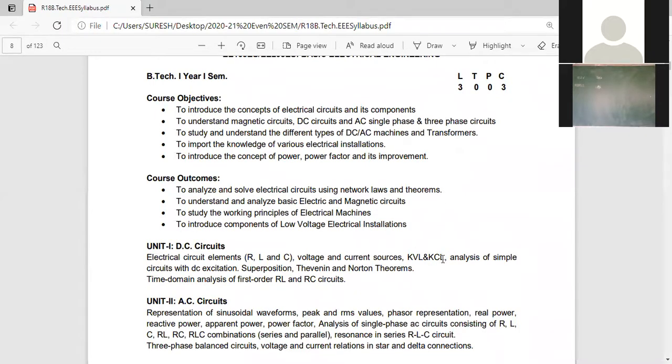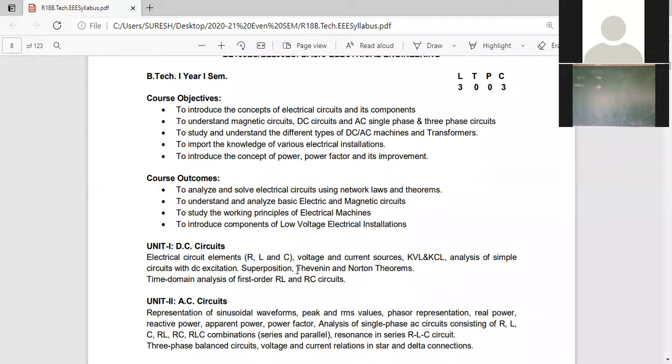KVL is applied in mesh analysis. KCL is applied in nodal analysis. And analysis of simple circuits with DC excitation. Analysis of simple circuits means mesh analysis, nodal analysis, current divider rule, voltage divider rule, star delta networks. All these things we have completed.